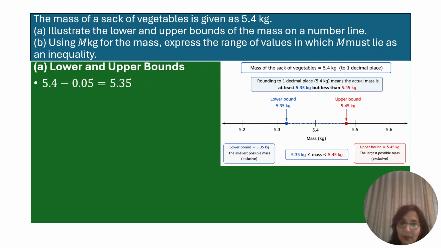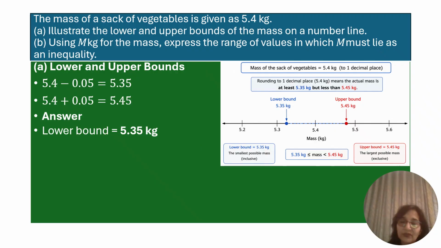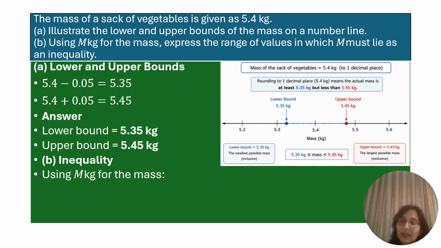So again, the lower and the upper bounds, it's 5.4. Now, as I told you, it's 1 decimal place. So you need to subtract 0.05. So 5.4 minus 0.05 will give you 5.35. Next will be the upper bound. Same, you need to add it. You get 5.45. So what is the answer here for the lower bound? It is 5.35 kg. For upper bound, it is 5.45 kg. Second is you need to write the inequality. So using m kg for the mass, this is your inequality. I hope this question is clear to you.